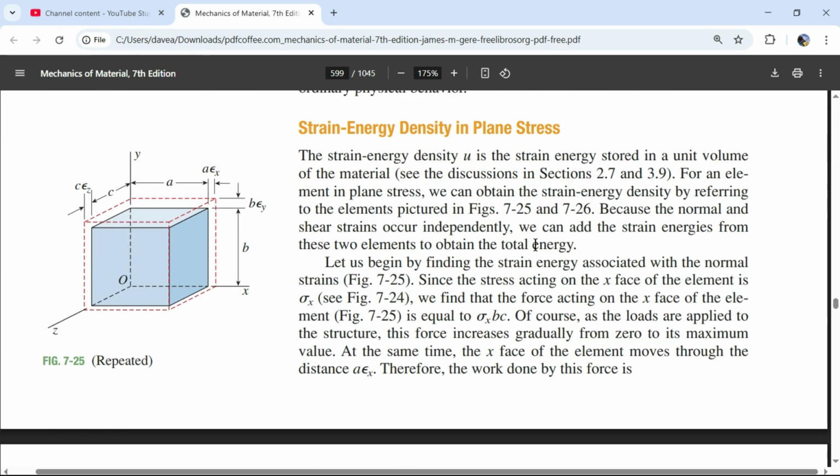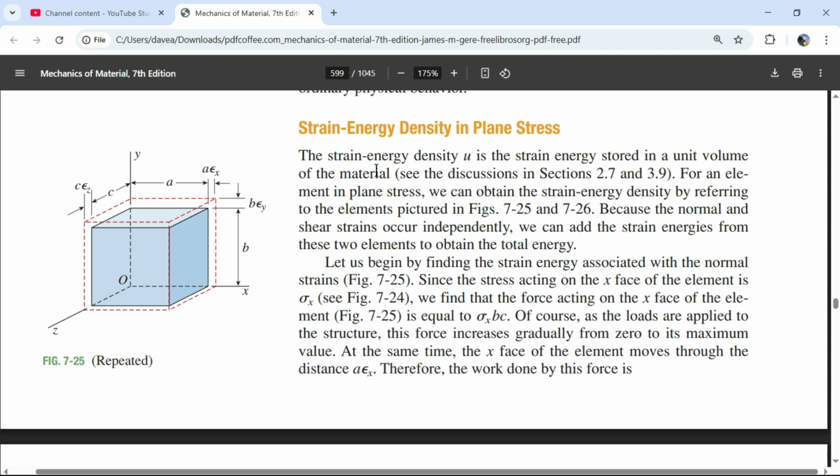The strain energy density, and what is energy? Energy is force times distance. So it took some sort of force. We're going to have the stress times this area. That would be a force, and this distance could be the change in length. So that might be a good place to start.